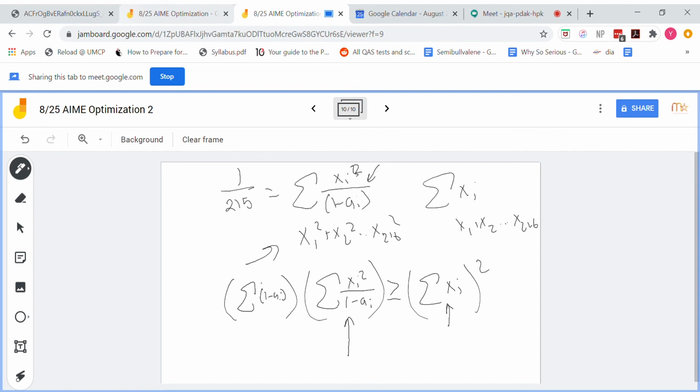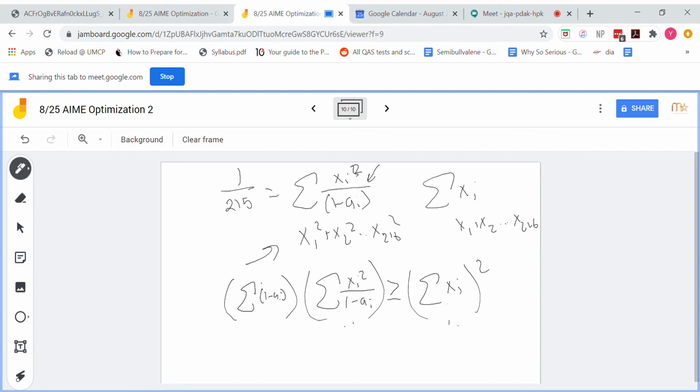So now if we multiply this, every term in here will be square root of 1 minus ai times the square root of xi squared over 1 minus ai. And so this cancels out to just give us xi, which is what we want. And so if we apply Cauchy-Schwarz, this is what we end up with. So we have this inequality right here.